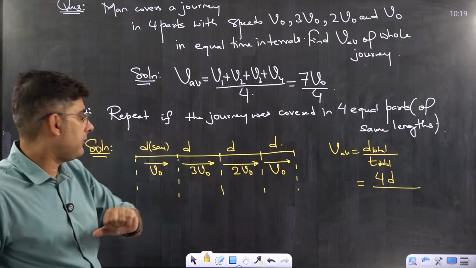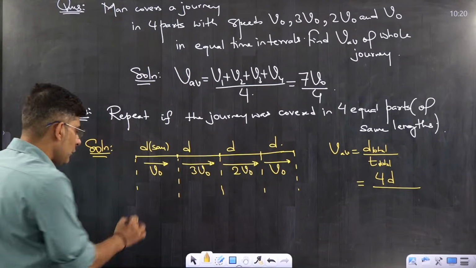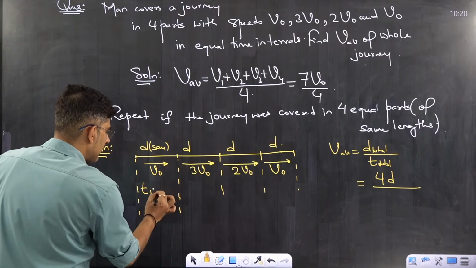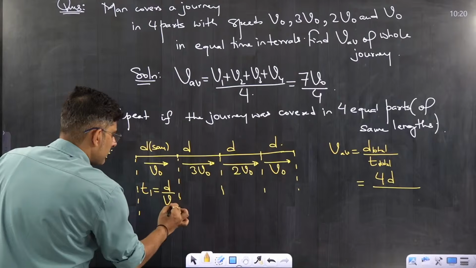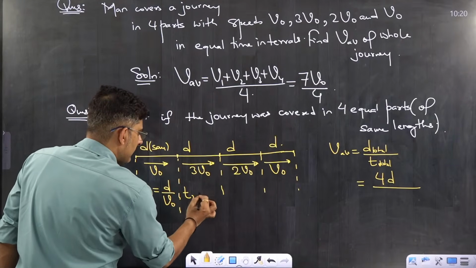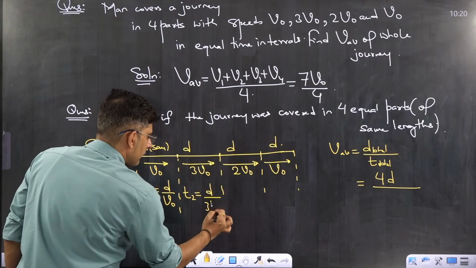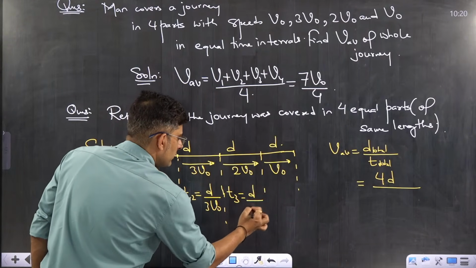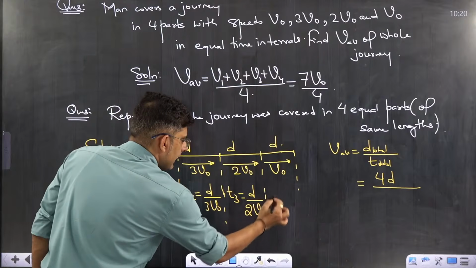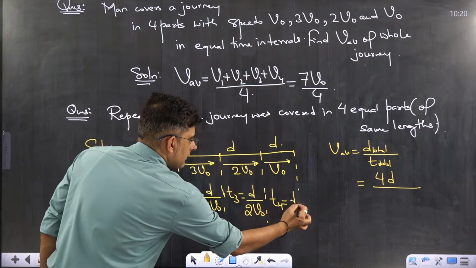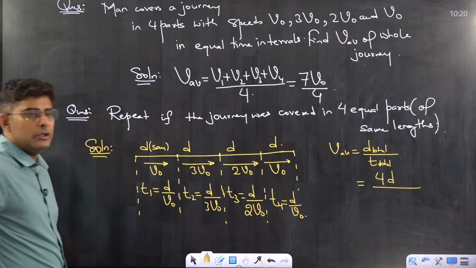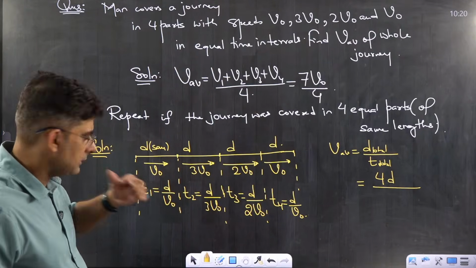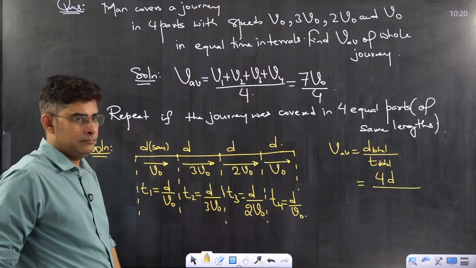Now time is not given, but they have given the speed. So I told you, when time is not given, speed and distance are given. I can write T1 as D by V naught. I can write T2 as D by 3 V naught. I can write T3 as D by 2 V naught. And I can write T4 as D by V naught. So lastly, what you have to do, you have to just add all the 4.